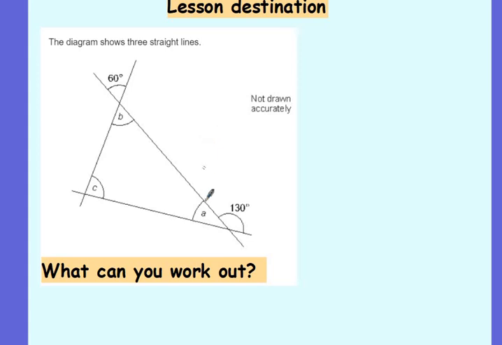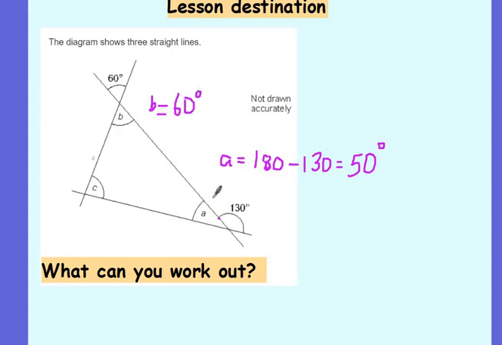Okay, so possibilities you could have worked out. You could have said angles on a straight line add up to 180. So A is equal to 180 take away 130. That would be a possible thing you could work out. So you could have worked out that A was equal to 50. You could have said, oh, vertically opposite angles, B's got to be equal to 60.